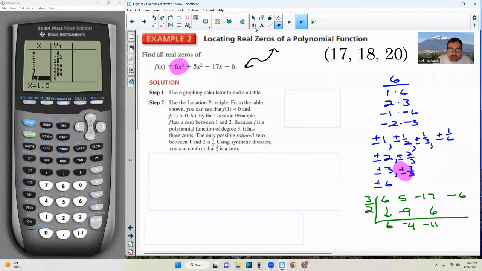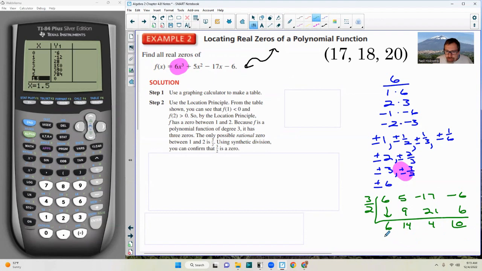If I do positive 3 halves and do the same thing, bring down the 6. 6 times 3 is 18, divided by 2 is 9. 9 plus 5 is 14. 14 times 3 is 42, divided by 2 is 21. Negative 17 plus 21 is 4. 4 times 3 is 12, divided by 2 is 6, and I get a 0.